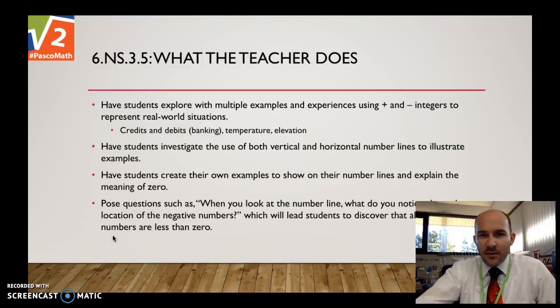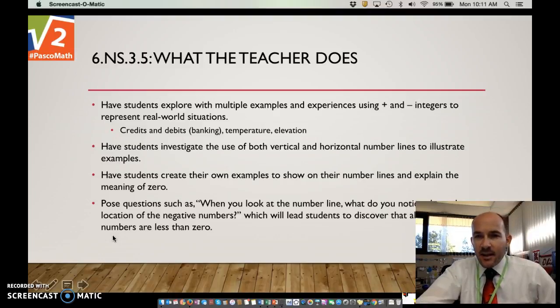Have students create their own examples and show on their number lines and explain the meaning of 0. So again, really pushing as a teacher for what the 0 means in this context. And what we mean by that is if they choose elevation, they need to know that 0 means at sea level, or banking, 0 means you don't have a balance, it's not negative or positive, and so they just need to be able to explain again that meaning of 0.